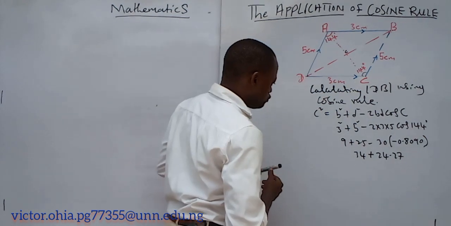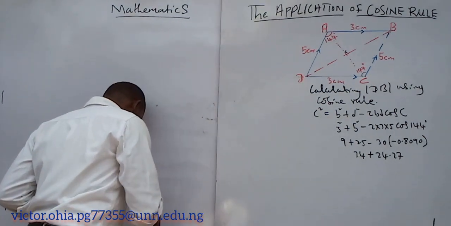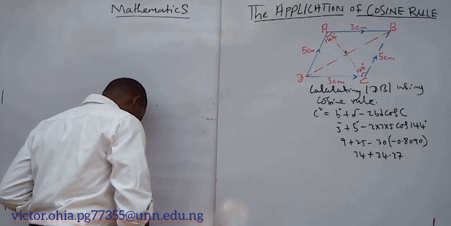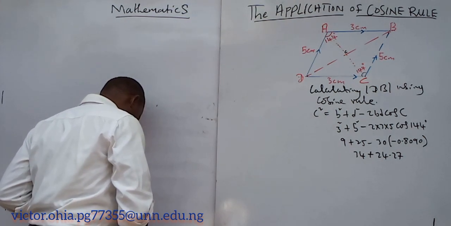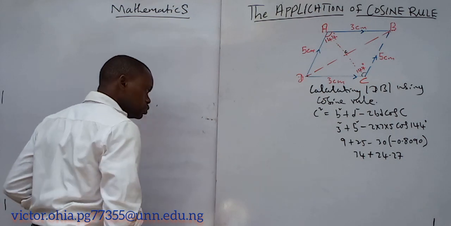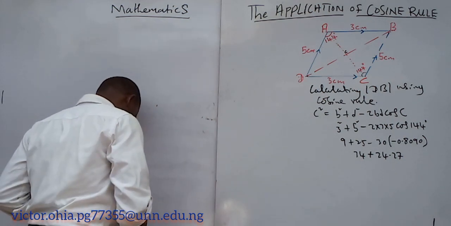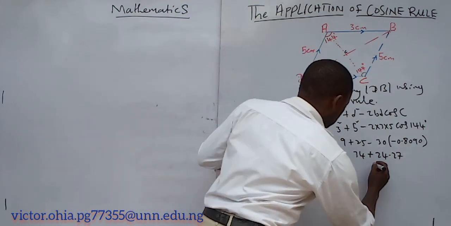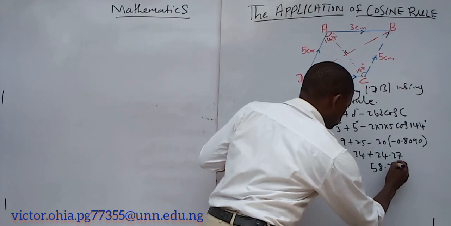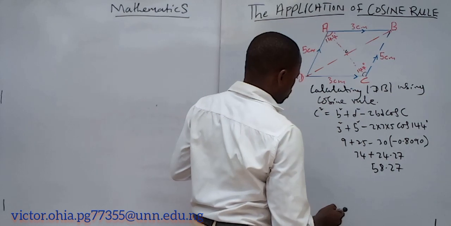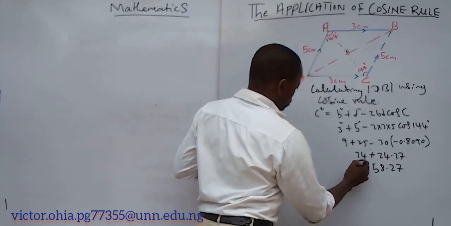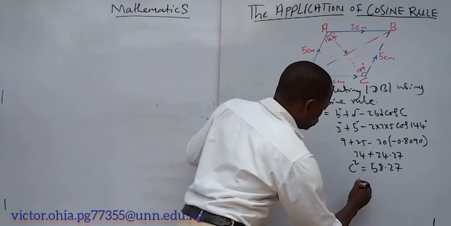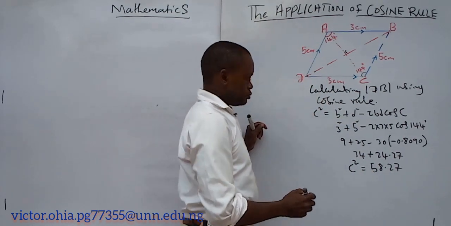The sum of these two will give us what? 34 plus 24.27 equals 58.27. I need to use my calculator to be more accurate than doing guesswork. So we are taking the square root of both sides now.